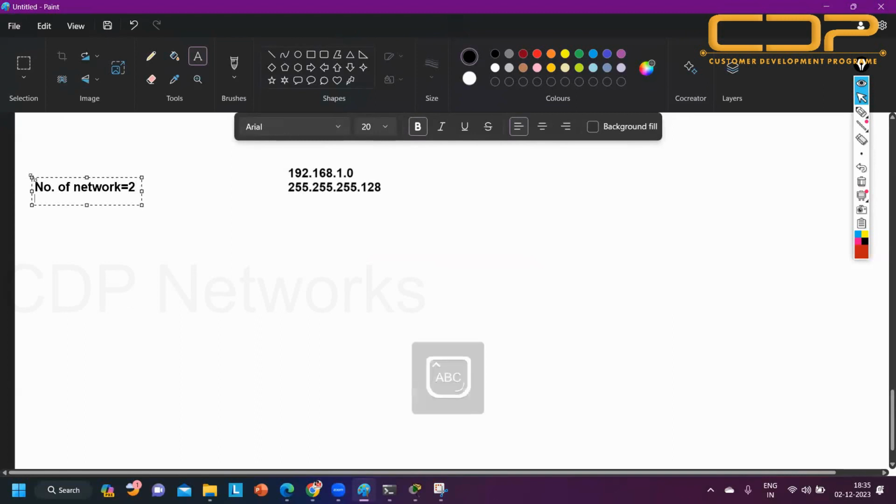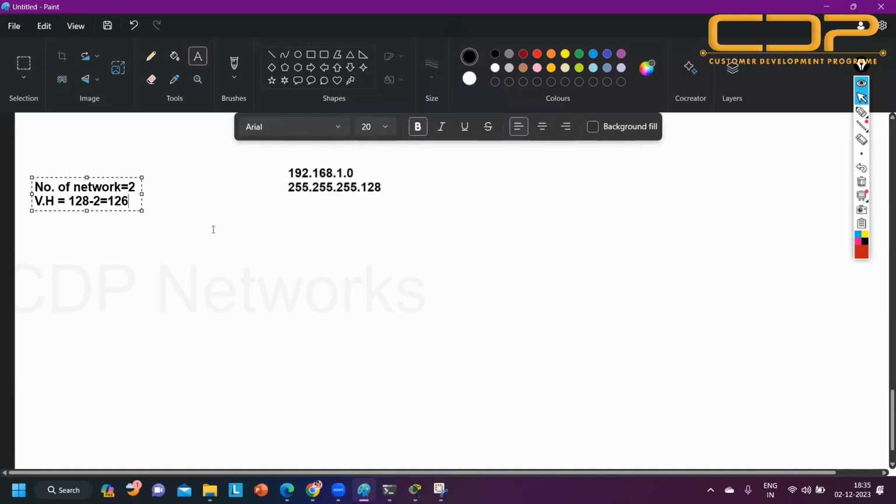Then valid hosts. How to find valid hosts? Formula is 2 to the power h minus 2. Now what is h? How many host bits are there? 7. So this time 2 to the power 7, which is 128, minus 2. Now you can see valid hosts is what? 126. Earlier valid hosts was 254. Yes, now valid hosts is 126.